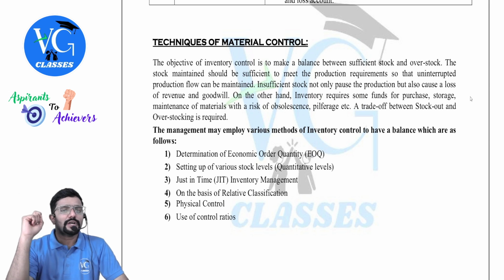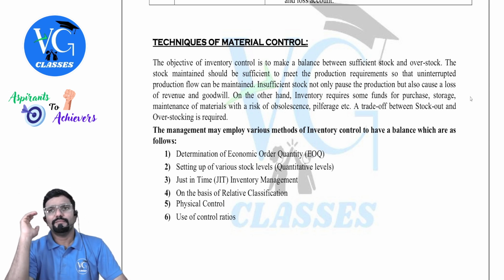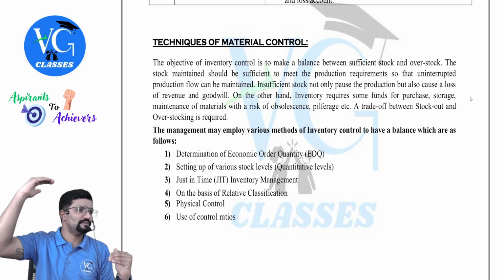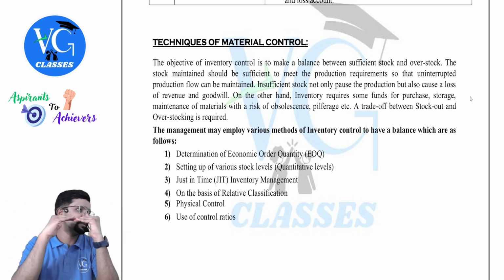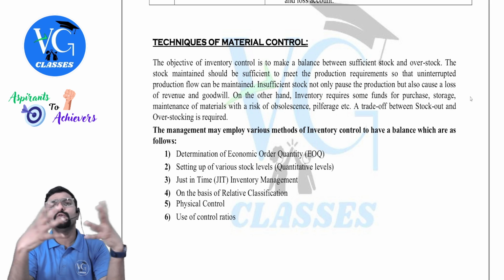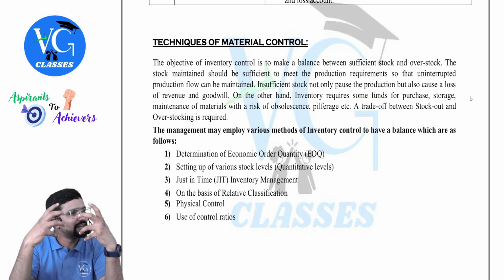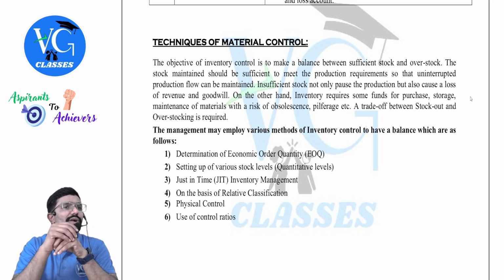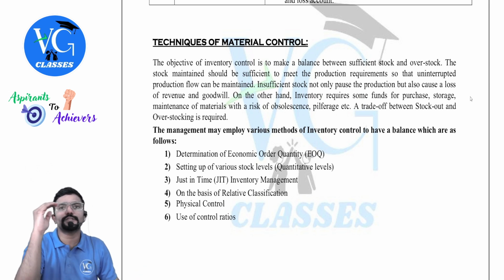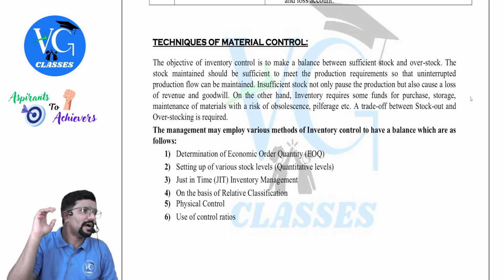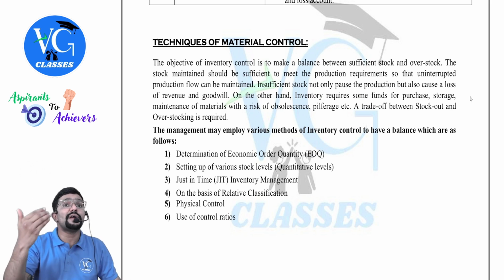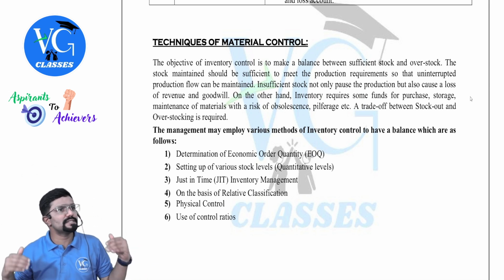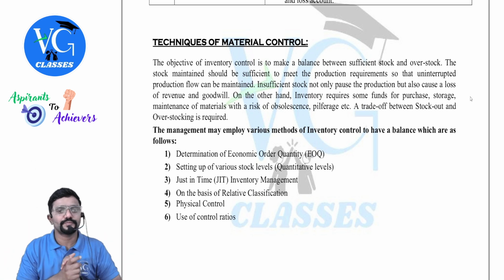A trade-off between stock out and overstocking is required. Means I should not maintain too much stock, and I should not maintain very little either. So I have to balance in between. Sir, how much is that? How do we know how much stock I should maintain? There are a few calculations which will help you understand, okay, if I maintain this much quantity of raw material, I will be safe. And every time I am purchasing, how much quantity should I purchase so that my cost would be minimum? Those calculations are what we are yet to see now.